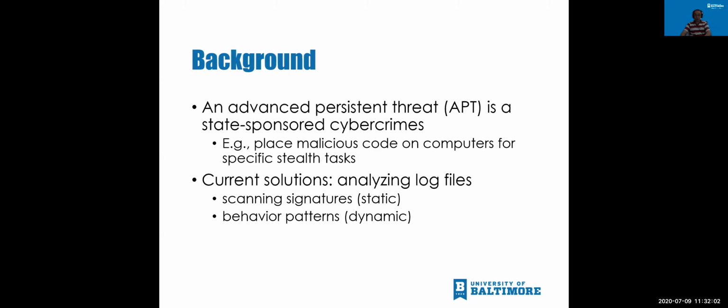So, introduction. First of all, what is APT, which is Advanced Persistent Threat? APT is a state-sponsored cybercrime. For example, some organization could replace malicious code on your computer for specific stealthy tasks. Many current solutions have been proposed. There are many focused on analyzing log files.